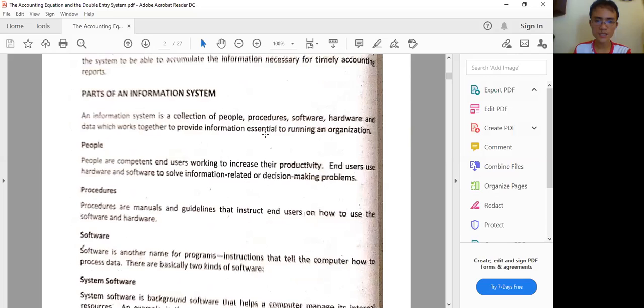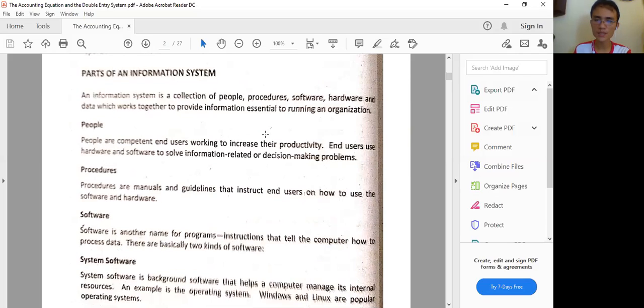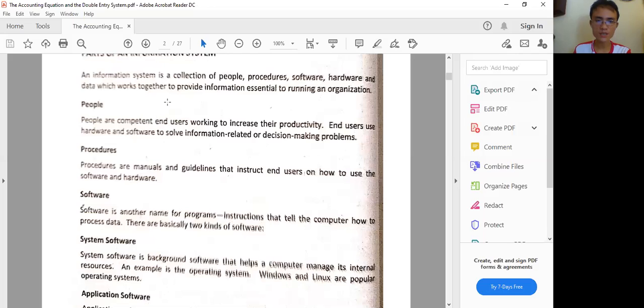Here we have the information system. Basically, an information system is made up of components of a lot of things. Could be people and non-people, tangible, so physically existing, and intangible. These items are there in order to achieve the same goals and objectives for the organization. As defined from this source, it is a collection of people, procedures, software, hardware, and data which work together to provide information essential to running an organization. These components contribute to the achievement of the common goals of the organization.